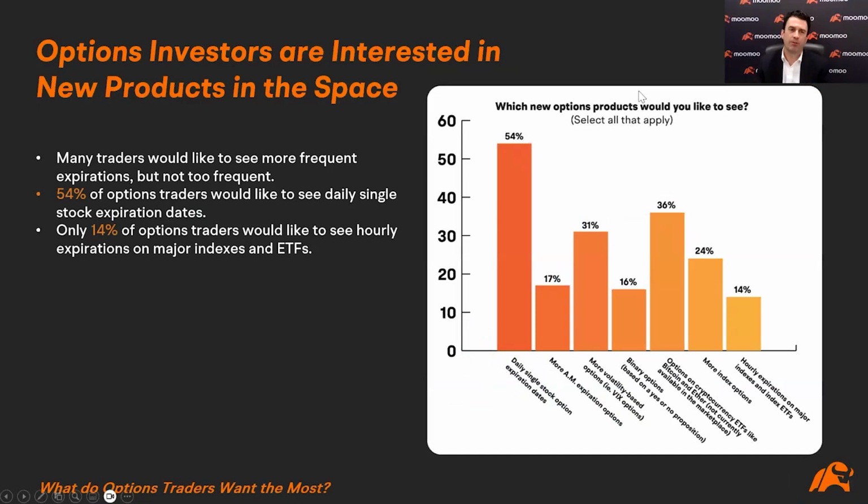And here we also found that options investors are really interested in new products, and we surveyed them to see which ones they might like to see next. By far, daily single stock expiration dates was the most wanted, with 54% wanting to see that, while only 14% wanted to see hourly expirations on major indexes and ETFs. So they want more expirations, but maybe not every single hour.